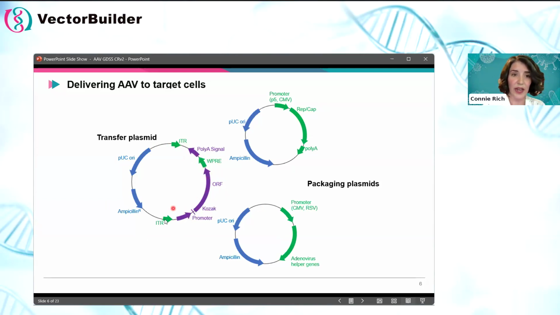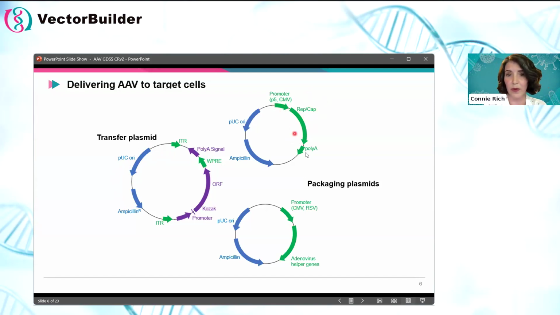Additionally, we have these green elements here that are kind of more viral specific elements. So this is going to be the inverted terminal repeats, as well as sometimes regulatory elements. Of note, because this is a plasmid, we do, of course, have to have these bacterial components in blue as well, our origin of replication, and some antibiotic resistance gene. So in addition to this, we need 2 packaging plasmids. One of them is going to contain the rep-cap genes from the AAV viral genome.